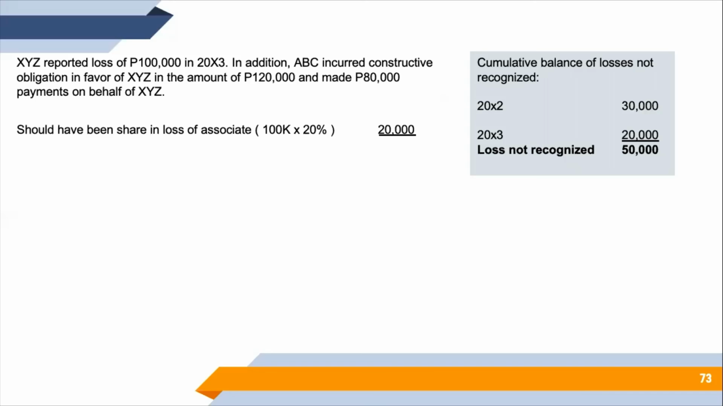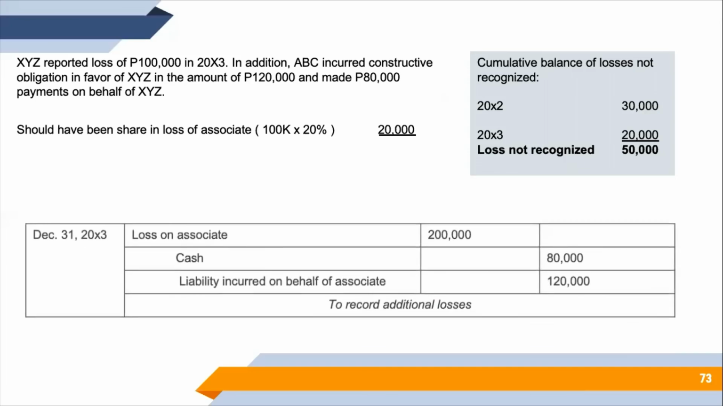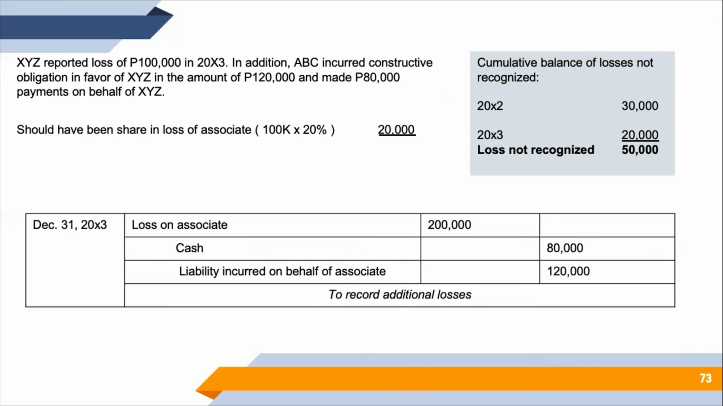So yung further losses that can be recognized by the investor, or the ABC company, are the legal and constructive obligation and the payment made on behalf of the associate. So yung entry to record in December 31, 20X3: debit loss on associate 200,000, credit cash 80,000, credit liability incurred on behalf of the associate 120,000.